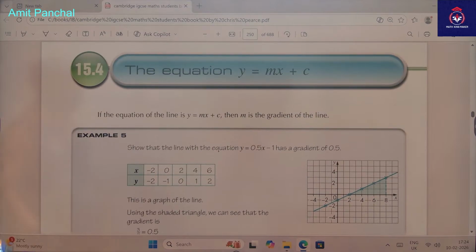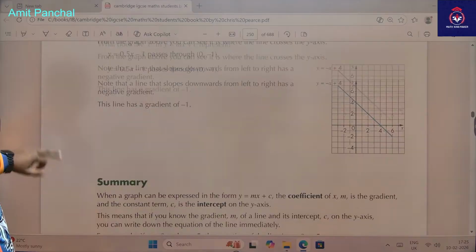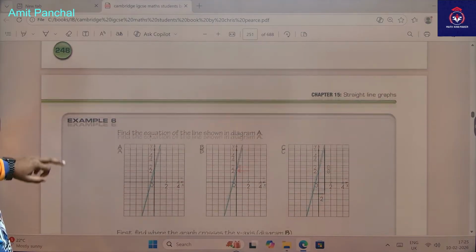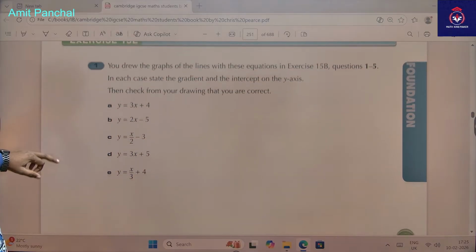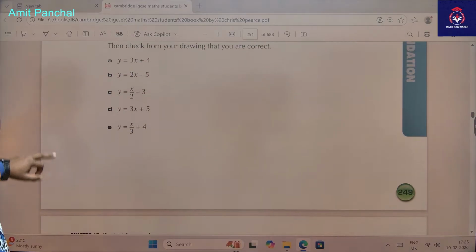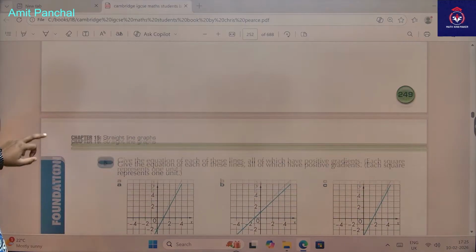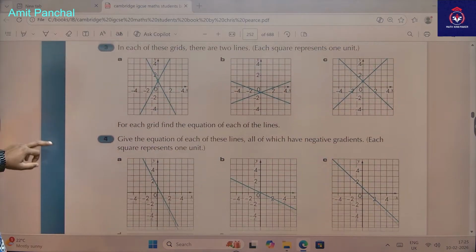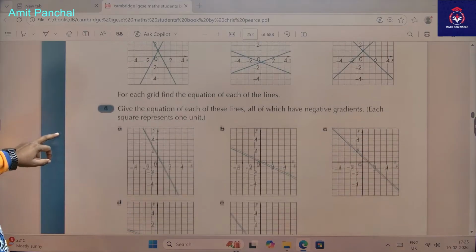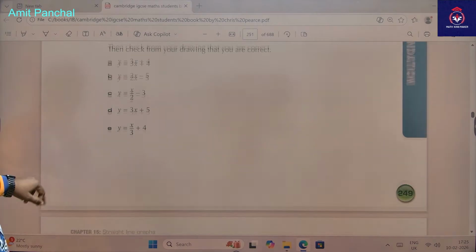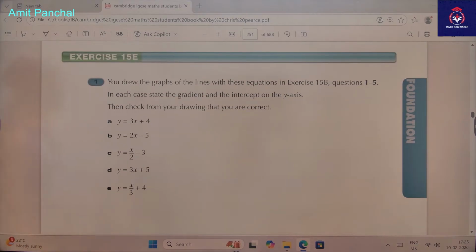Yeah, this one. Equation of line y equal to mx plus c. We already did it. Oh, no, sir. There's more to that, sir. Can you go there? This is exercise. Yes, sir. Can you go to exercise number 3? Yes, sir. This is exercise number 15, question number 3.